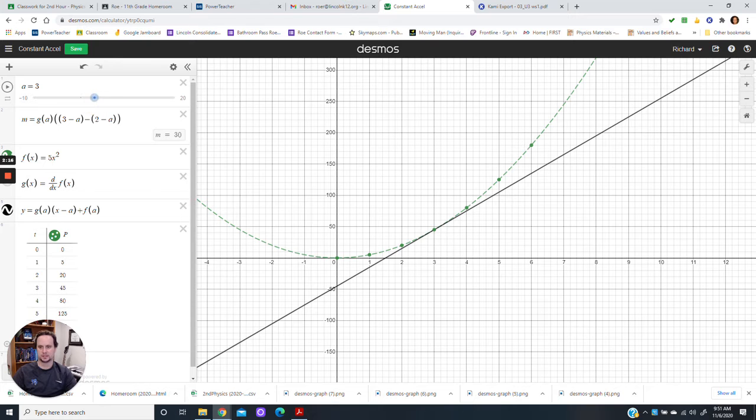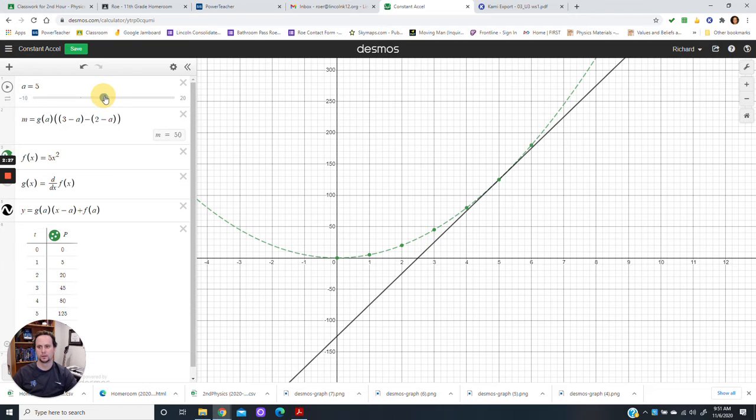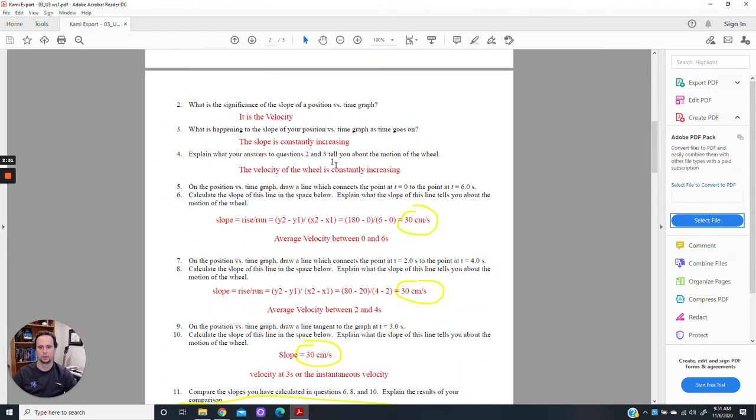Here's the slope, by the way, if you're looking where I'm getting those numbers from. As I move along the graph, this is basically my x value. As I move along the graph, it goes to 40, 50, and so on. So the slope is increasing. All right, so the slope's increasing. So therefore, question 4, the velocity of the wheel is constantly increasing. So the slope's the velocity, the slope is increasing, therefore the velocity is increasing.